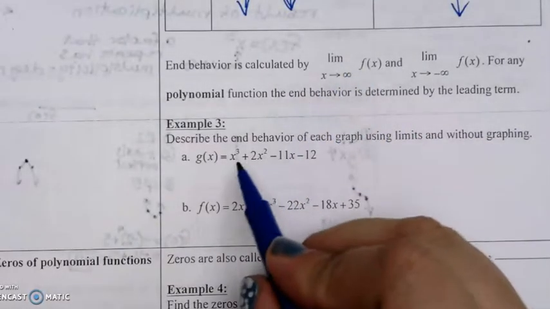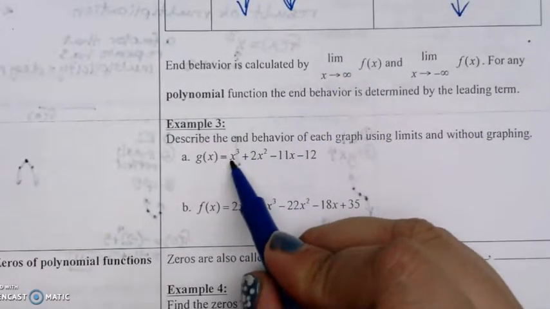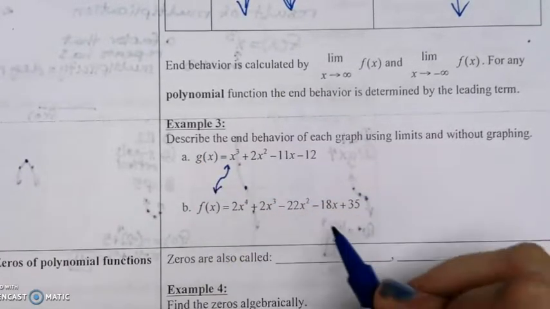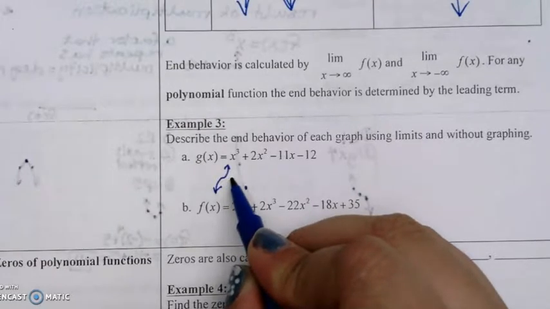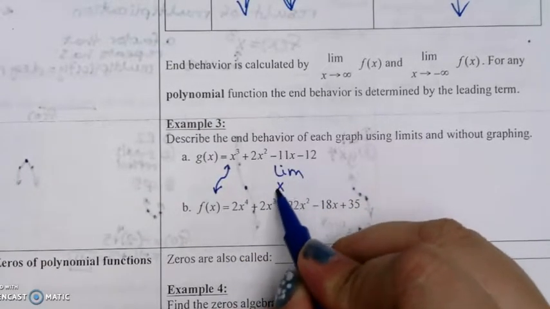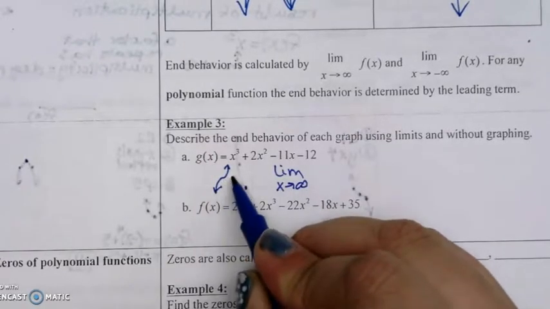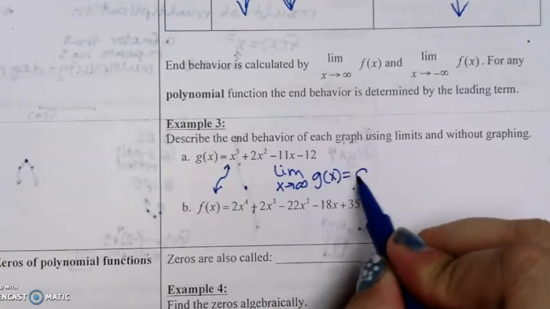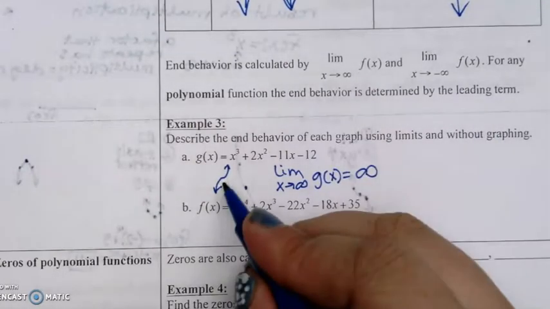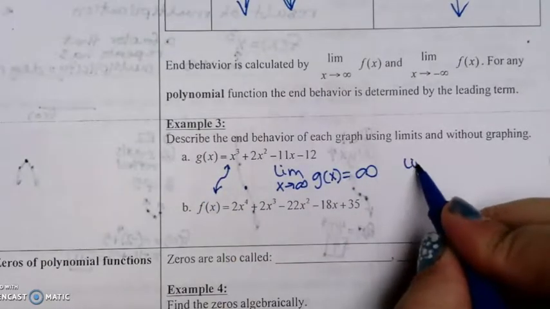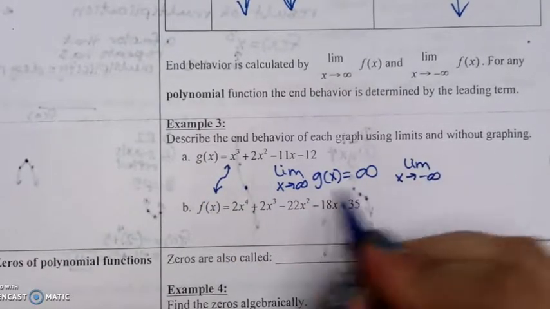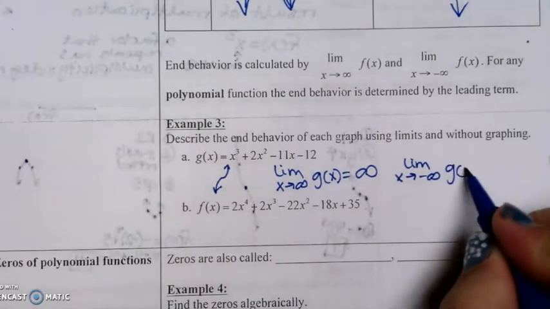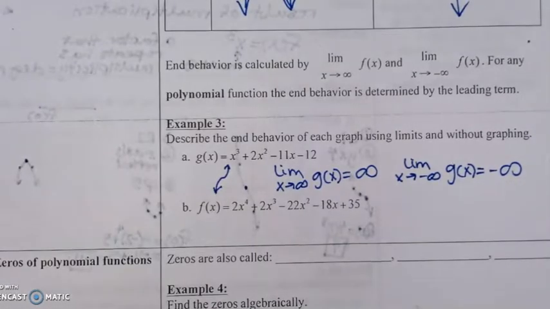So when I'm looking at a limit, I can look at the leading term and I can say positive coefficient, degree 3 is odd. So my graph will look like this as my x's go towards infinity. So the limit as x approaches infinity, my y's are also going to infinity. So g of x goes to infinity. And then for the other arm of the graph, the limit as x approaches negative infinity, so now as I'm going to the left, my y is going down, so g of x is going to negative infinity.